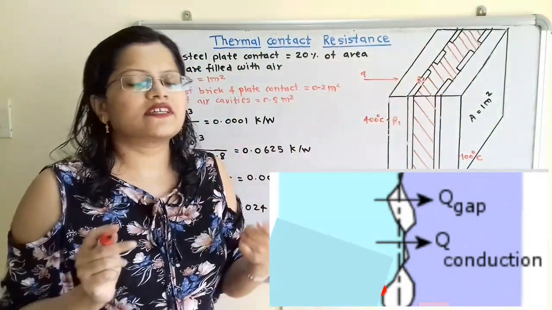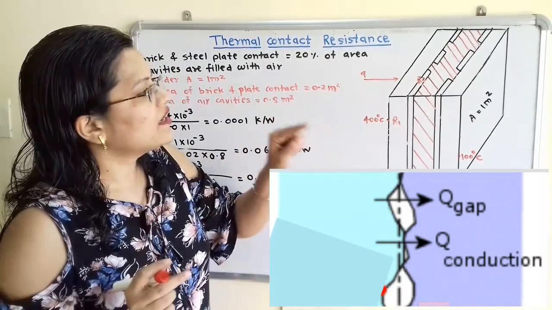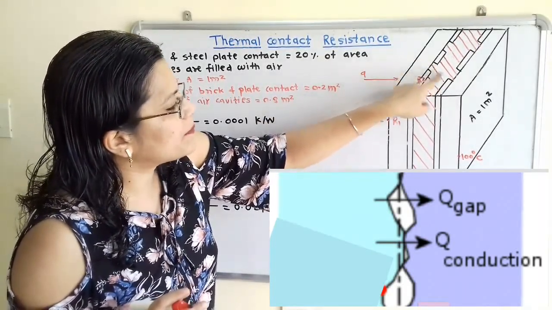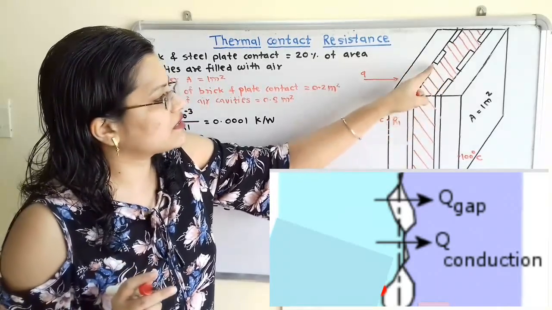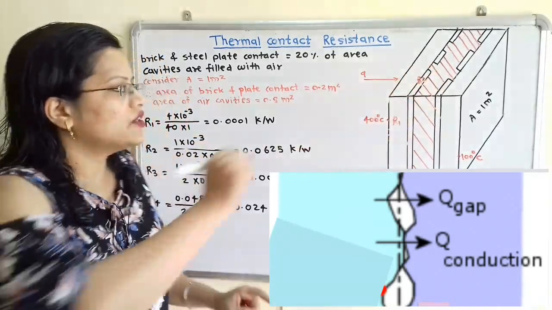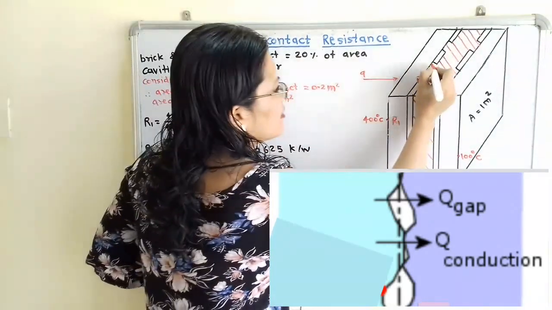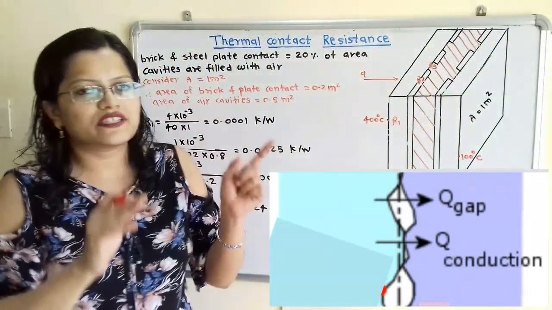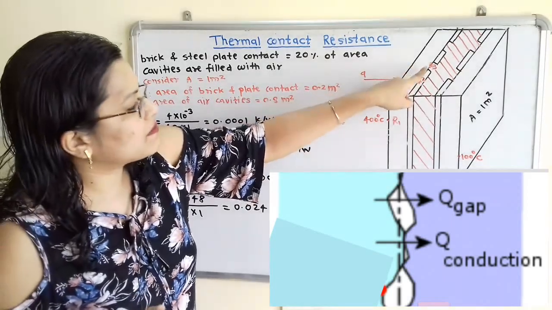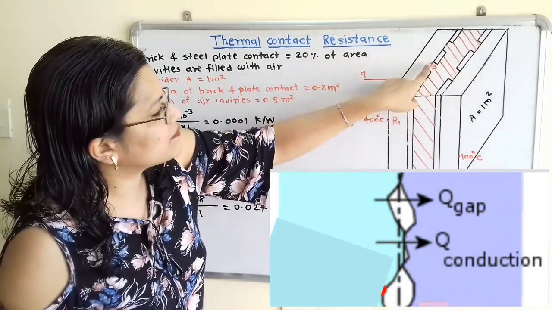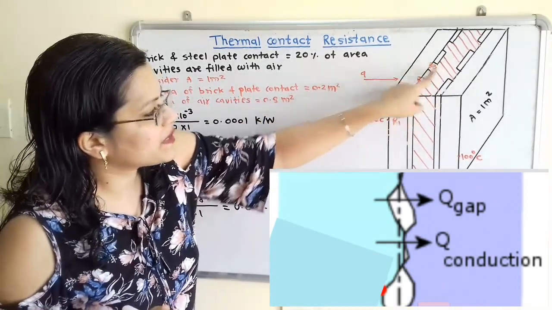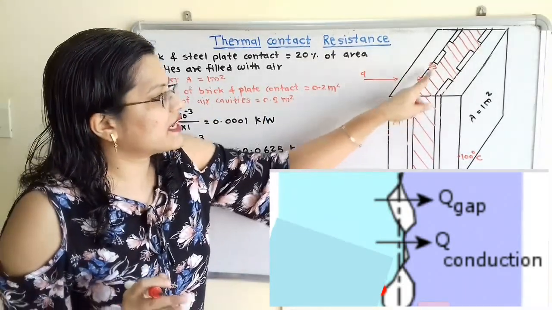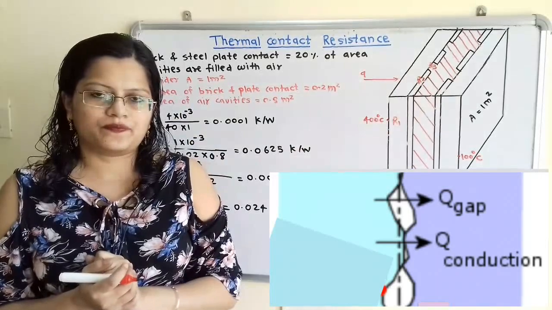And then the resistance R3 is for the conduction process that is taking place from the MS plate to the brick layer. That is, when the heat is transferred to this brick layer, I will consider here the resistance R3. This is a simultaneous process, because the heat is transferred through the brick layer and through the air cavities. So these R2 and R3 are in parallel.